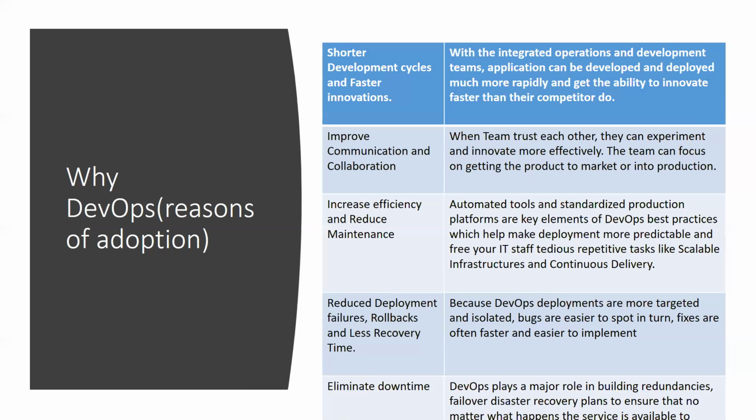Eliminate downtime. Without DevOps, if our server is down or if we want to do some rollback, we need some hours, or we have some downtime when the application is not available. But because it is all automatic, the rollback process or the implementation process is very fast.